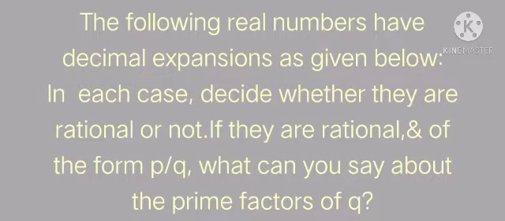So, if it is a rational number, then what can we say about the denominator? The prime factors of the denominator q should be of the form 2 raised to n, 5 raised to m. In this question, there are 3 sub-questions.